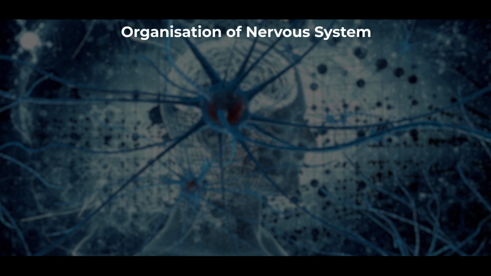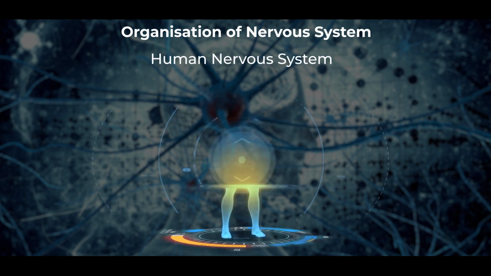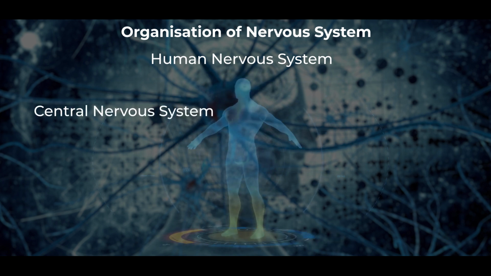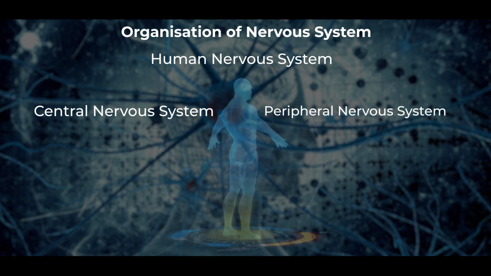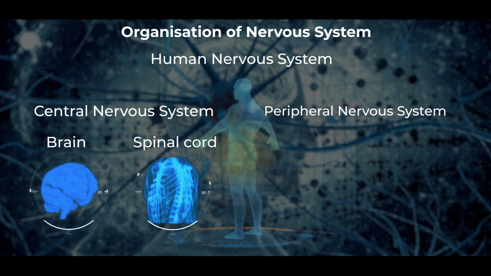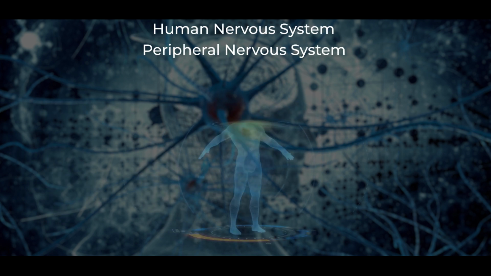Let's begin with the organization of the nervous system. The whole human nervous system is broadly classified into two categories: the central nervous system and the peripheral nervous system. The central nervous system, in turn, consists of the brain and the spinal cord. The peripheral nervous system consists of all those nerves which either enter into the central nervous system or emerge out of the central nervous system.